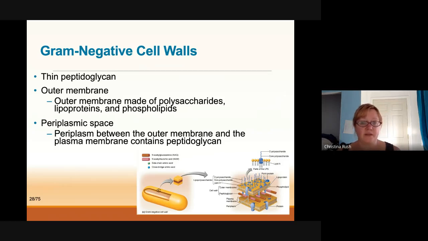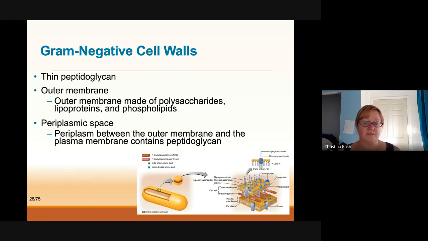Gram-negative cell walls, on the other hand, do have peptidoglycan for sure, but it's a very thin layer. These gram-negative cell walls contain an outer membrane, and the outer membrane is made up of polysaccharides, lipoproteins, and phospholipids. You see at least two of those words has a lipo in there, which means a fatty acid. So that's one of the reasons we can call gram-negative cell walls slippery. It's because they have a lot of lipids in there. And with those lipids, it helps to evade the immune system. They're very good at evading phagocytosis.